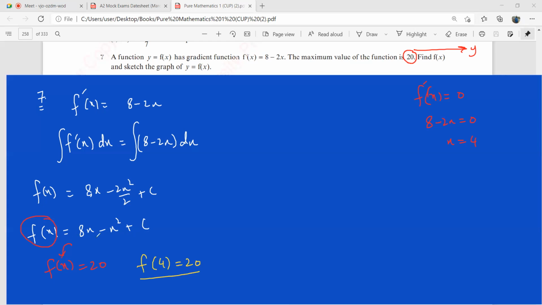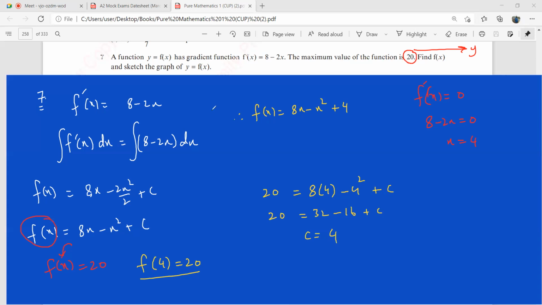Now let's use this information to get to this C here. So f of 4. You put 4 here. This is going to be 8 into 4 minus 4 squared plus C. This is your f of 4 and that is equal to 20. So 20 equals 32 minus 16 plus C. So you have 16, so C is going to be equal to 4. Therefore, your equation is f of x equal to 8x minus x squared plus 4.